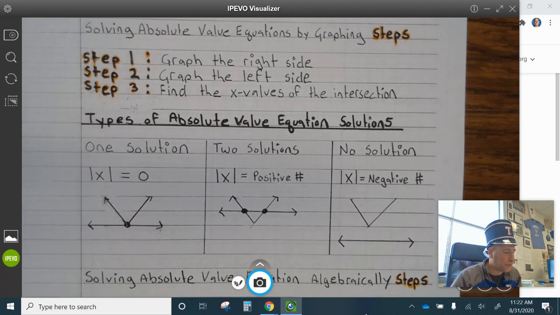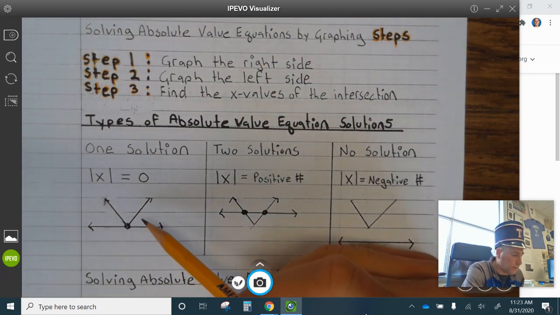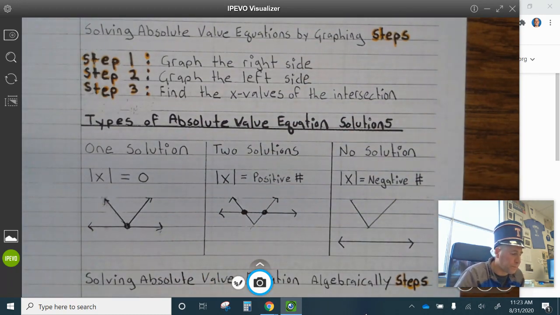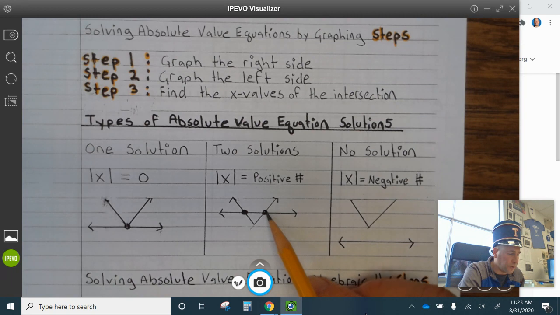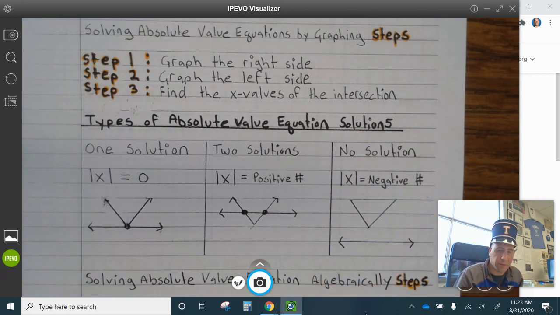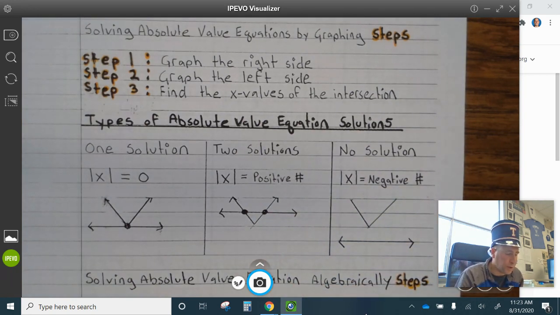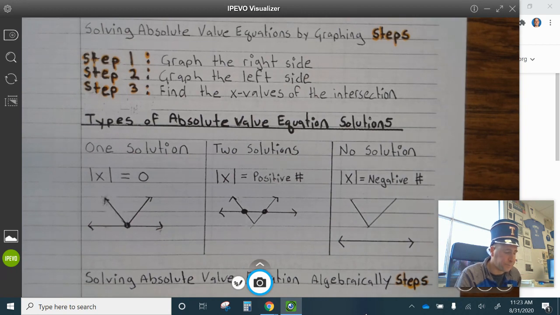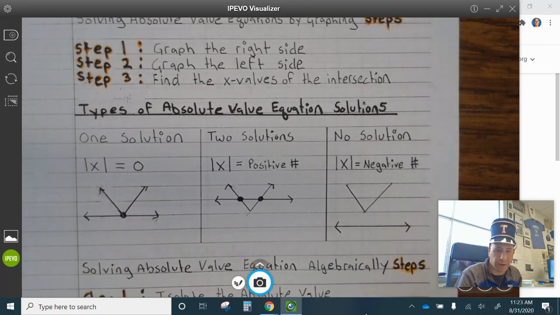Okay, the types of absolute value equation solutions. It's one solution when the absolute value equals 0, and the left and right side intersect at one point. There's two solutions when the absolute value of x is equal to a positive number and the left and right side intersect at 2 points. There's no solution when the absolute value of x is equal to a negative number and they do not intersect. Okay?